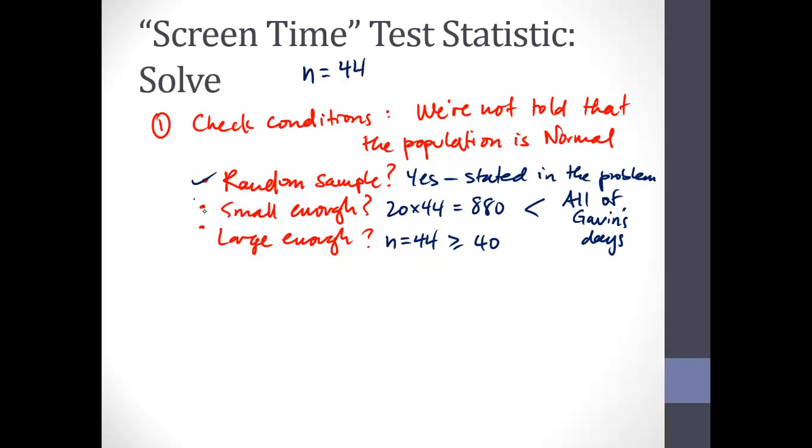So all three of our conditions are okay, and even though our population isn't normal, we can go ahead and use this formula and the calculations anyway. So we're good there. So once we've checked our conditions, we can now actually figure out what our test statistic is.